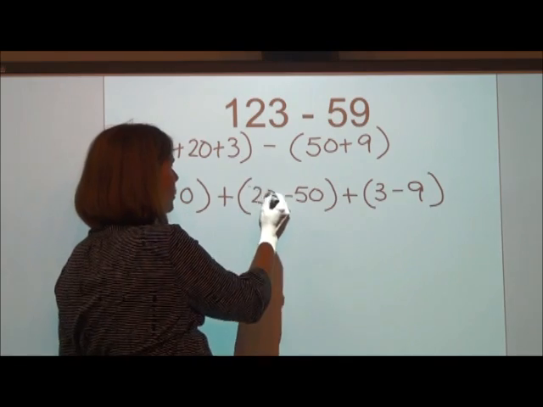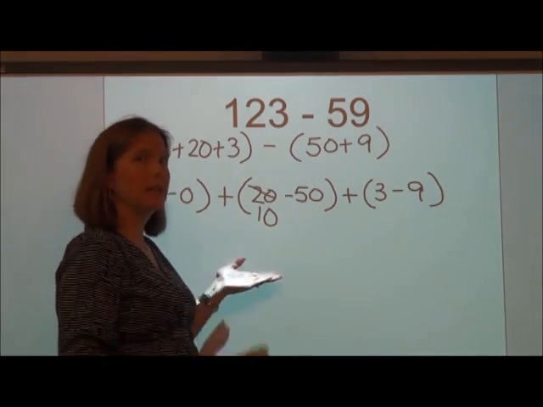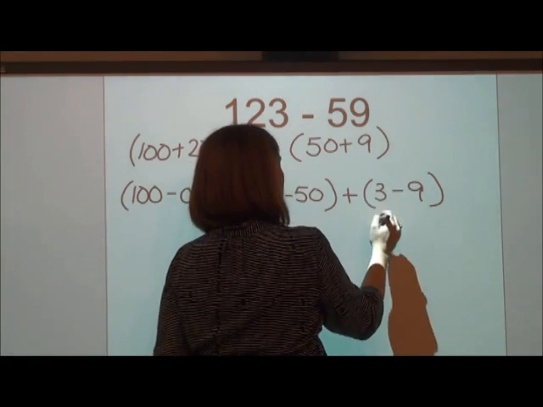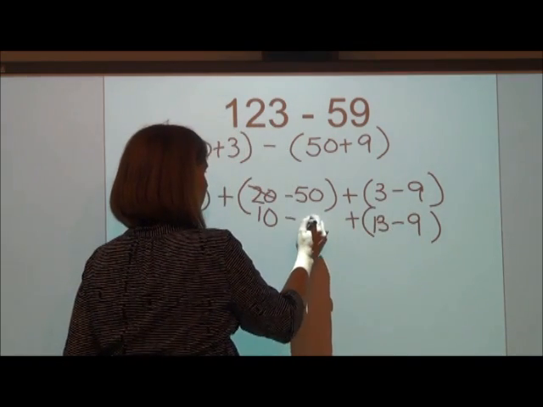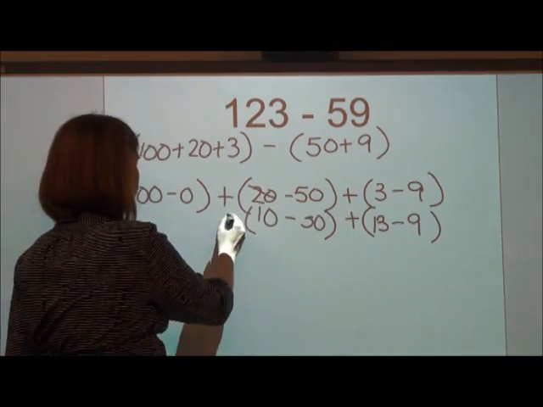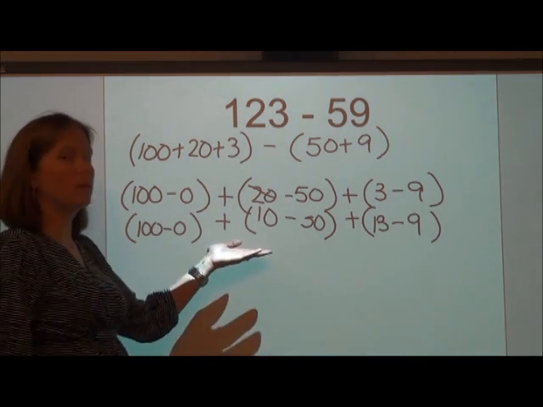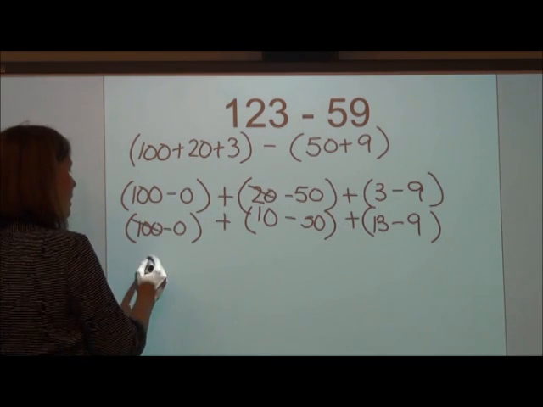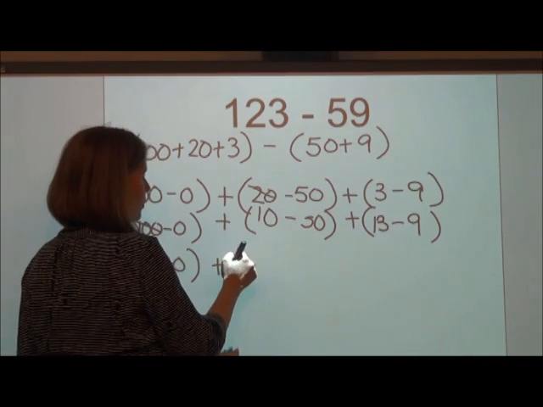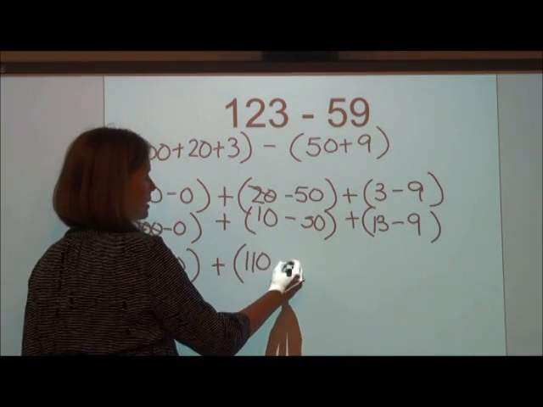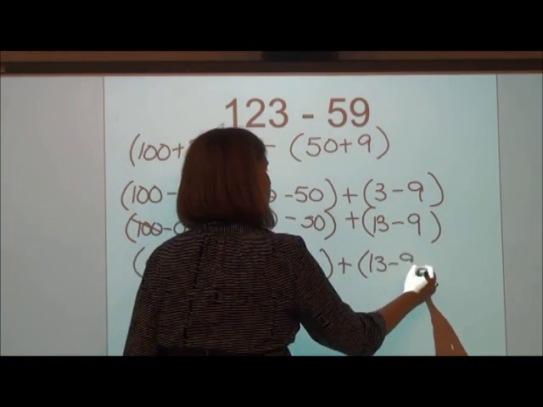So I'm going to take a 10 from my tens place and break it into my 10 ones. That's going to give me 13 minus 9. And we'll just bring everything else down. And now we're going to deal with our tens place. So I'm going to take that 100. That's going to leave me with 0 hundreds. I'm going to break it into my 10 tens, so it's going to give me 110 minus 50. And then I'm going to bring down my 13 minus 9.